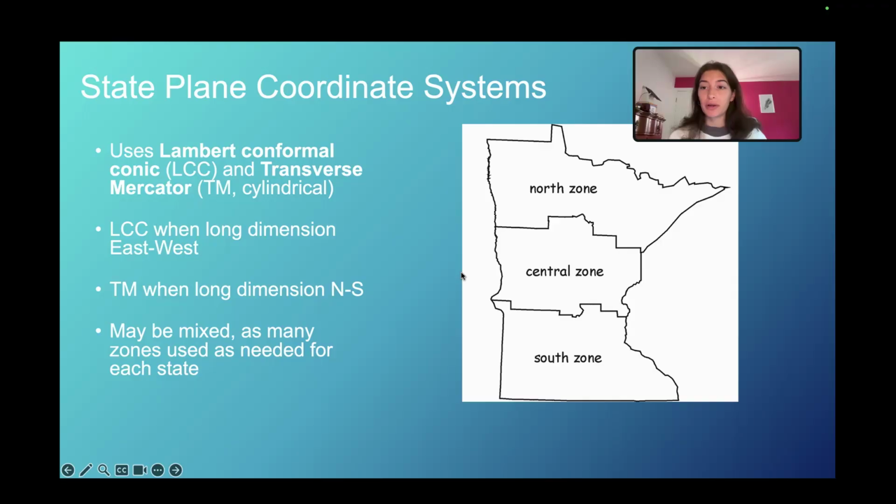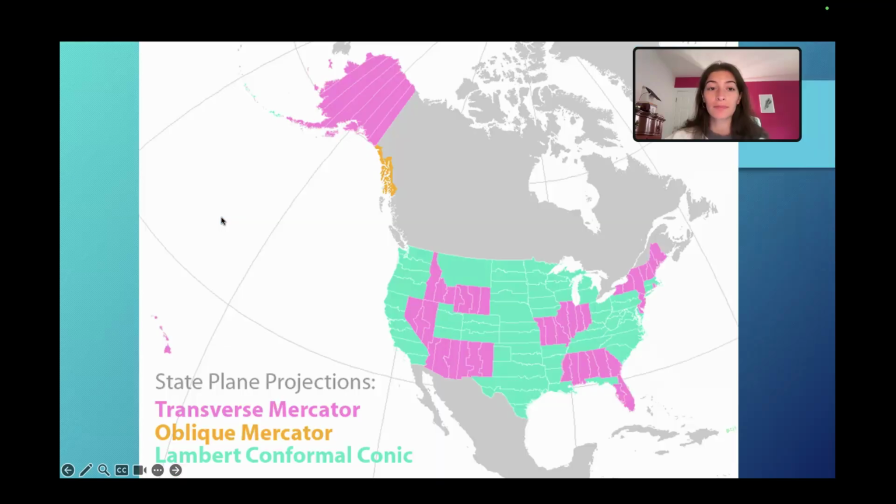If you do use a state plane coordinate system, it's going to be either based on north to south or based on east to west. And depending on which one, you're either using a Lambert conformal conic projection or a transverse Mercator projection. And this is just a visual again of which one is being used. We have oblique Mercator happening right over here off of Alaska. This is where Juneau, Alaska and such is. Otherwise, throughout the rest of the states, you're either using that transverse or that Lambert.